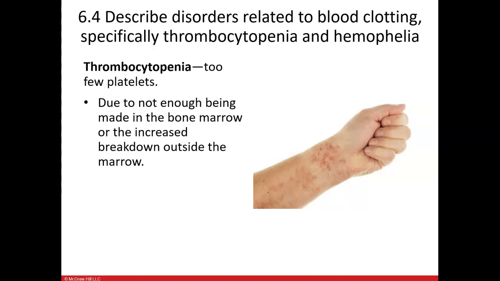What are some of the disorders related to platelets and blood clotting in general? I want to talk about thrombocytopenia, and thrombocytes are platelets. Penia means low, so a low amount of platelets, and another disease called hemophilia. Thrombocytopenia means too few platelets, and it just means there's not enough being made in the bone marrow, or an increase of breakdown outside the bone marrow. Something's wrong, and not enough platelets are being made, or they're being damaged.